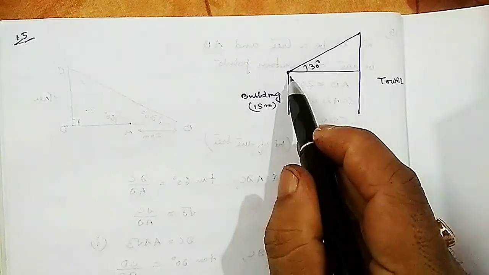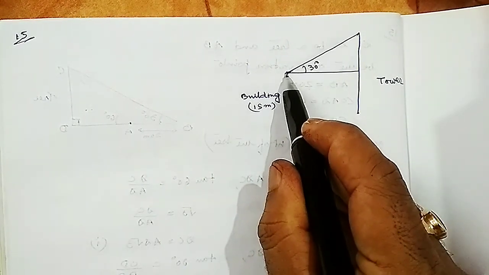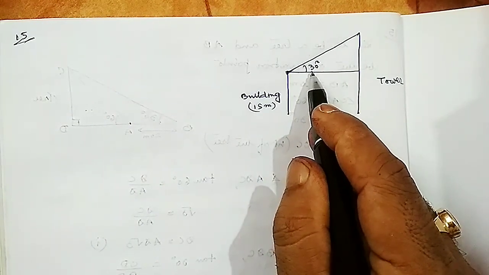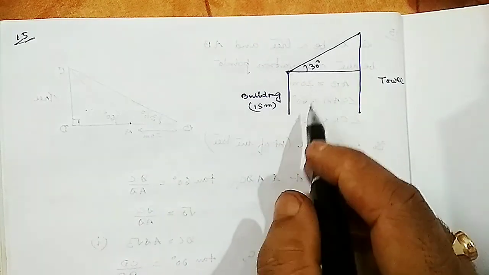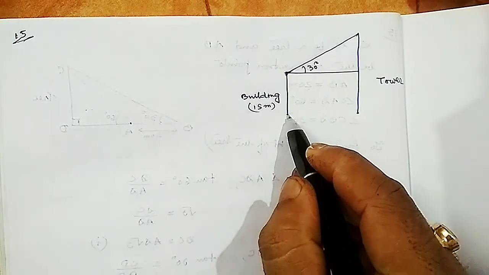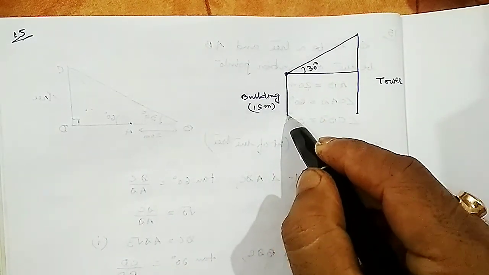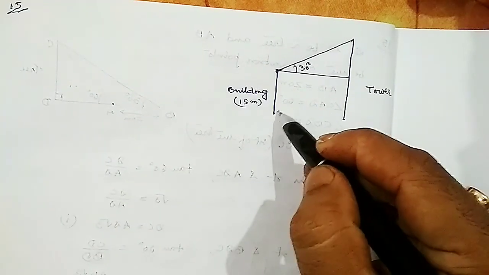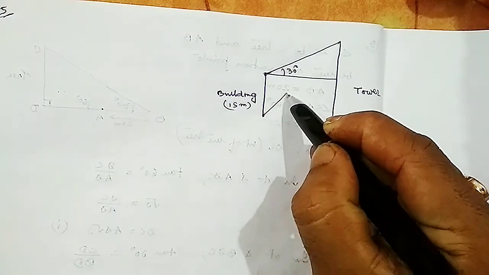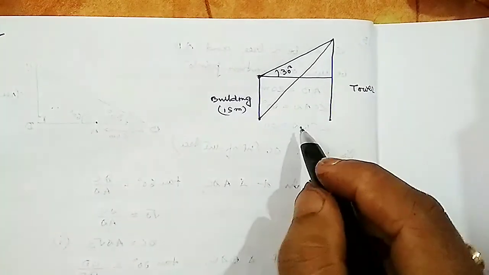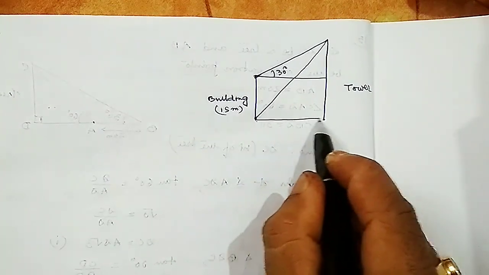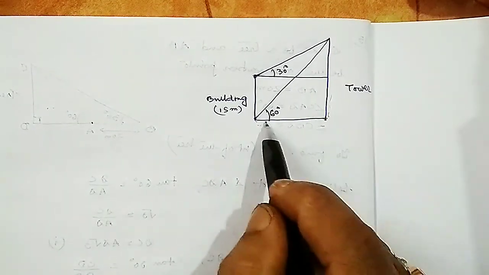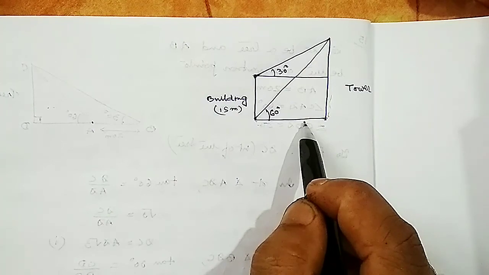So this is the tower, this is the building, and from the top of the building you are viewing the top of the tower and the angle is 30 degrees. Now it is given that from the bottom of the same building, from this point if you view, the angle of elevation of the top of the tower is found to be 60 degrees. That means from this point when I am joining this point, then this angle will be 60 degrees. This height and this distance, these two things I have to calculate.